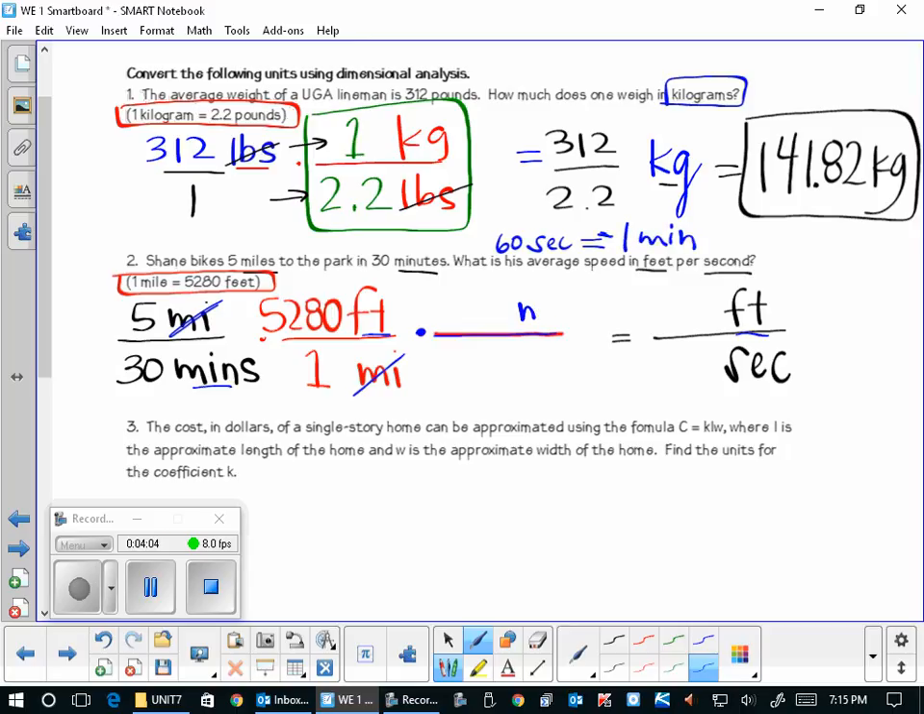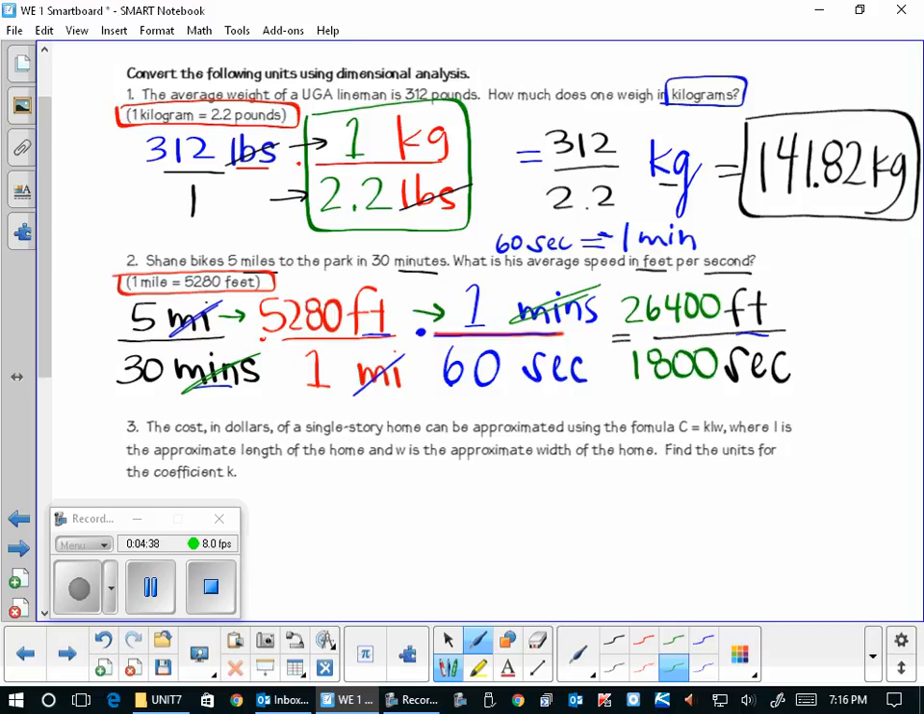So minutes are down here. I need them up here, and seconds go here. So 1 minute is 60 seconds. Cancel the minutes units. Multiply straight across. 5 times 5,280 times 1 is 26,400. Divided by 30 times 1 times 60, we get 1,800. And then I can divide this. 26,400 divided by 1,800 is 14.67 feet per second.